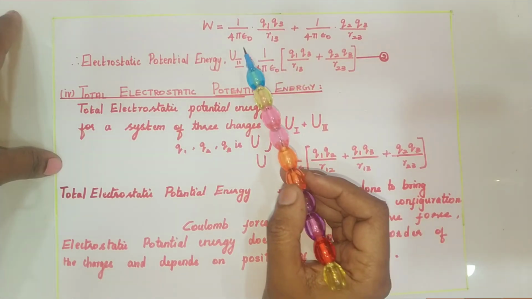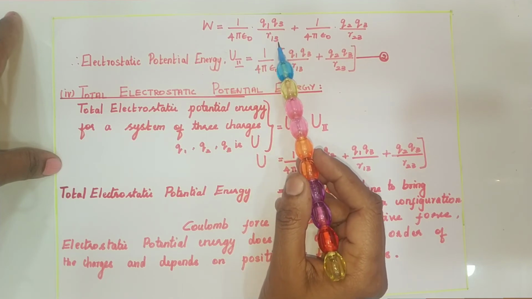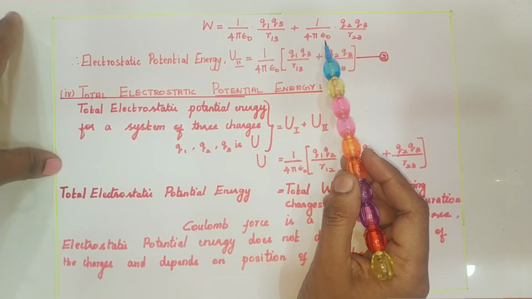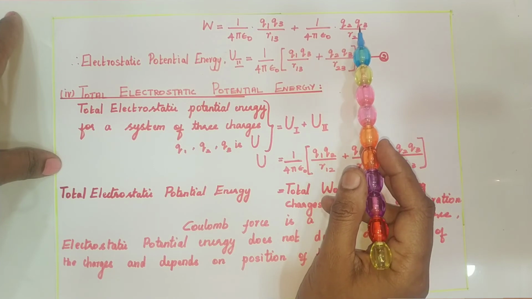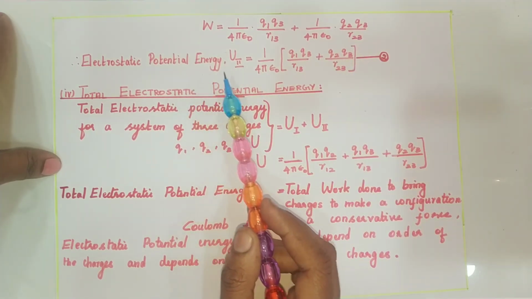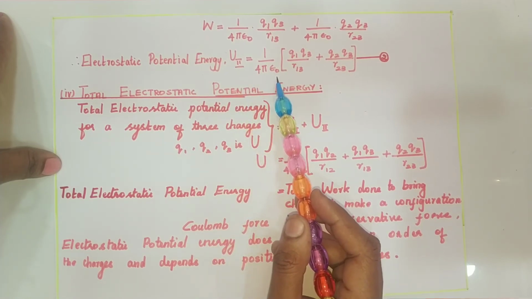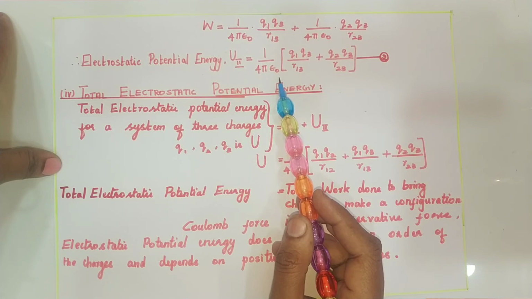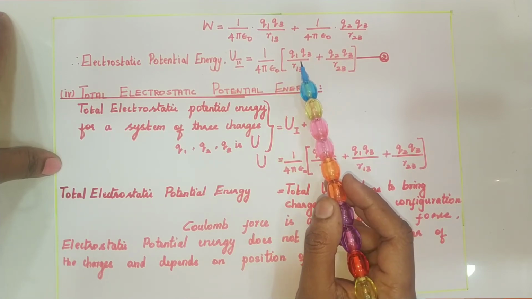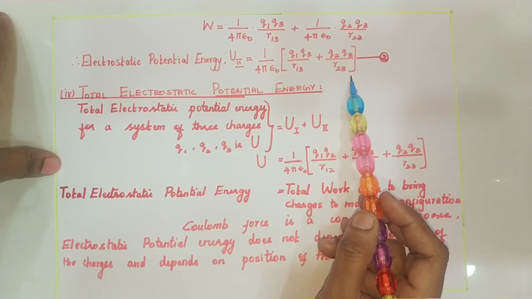We get work done W is equal to 1 by 4 pi epsilon naught Q1 Q3 by R13 plus 1 by 4 pi epsilon naught Q2 Q3 by R23. And so, the electrostatic potential energy U2 will be the work done, that is equal to 1 by 4 pi epsilon naught, taken as common, into Q1 Q3 by R13 plus Q2 Q3 by R23.